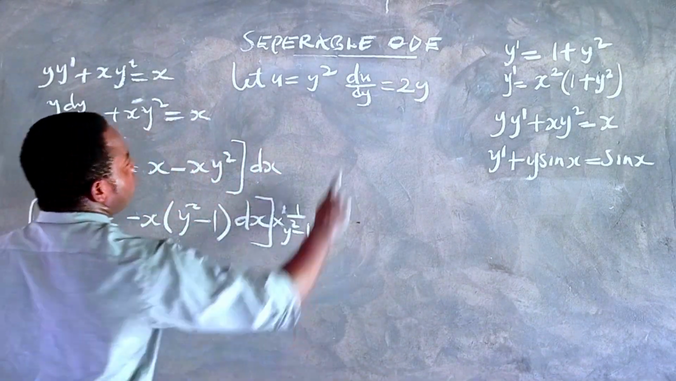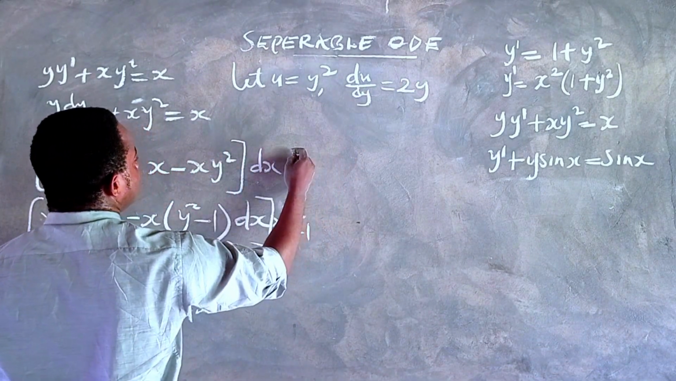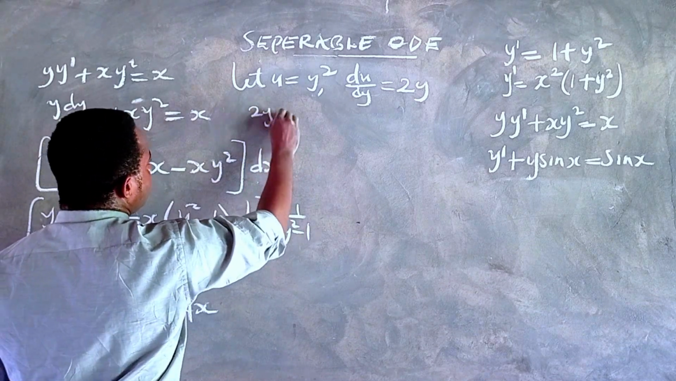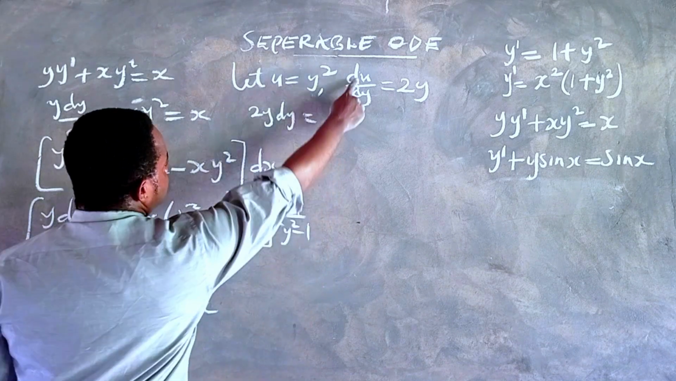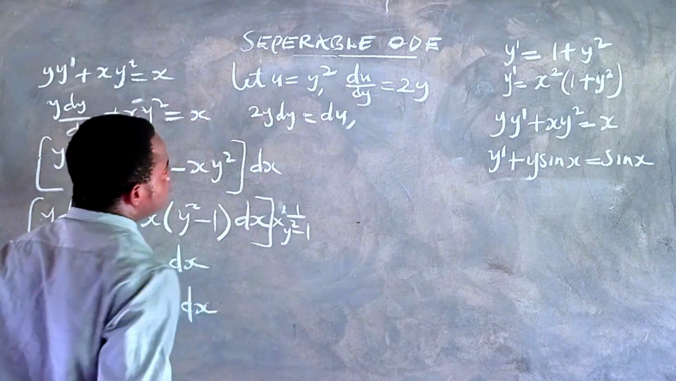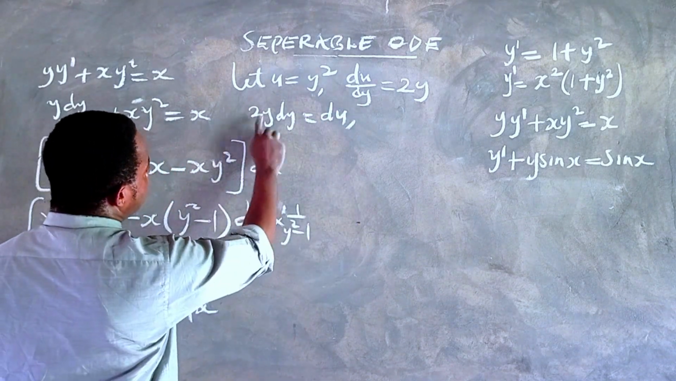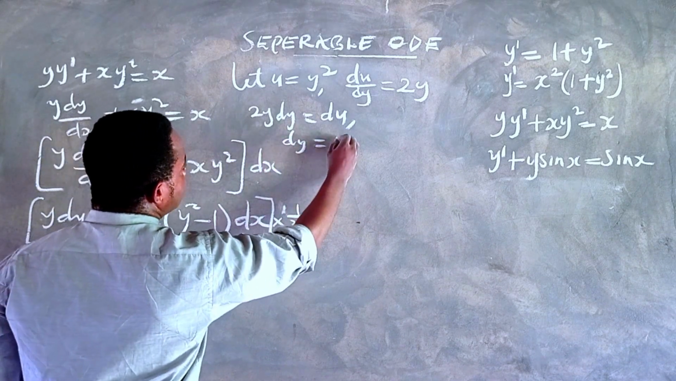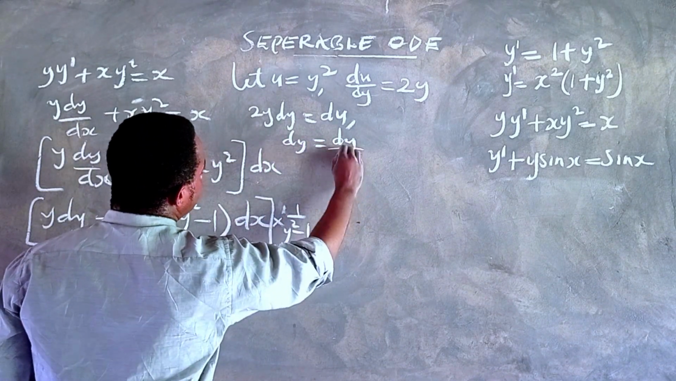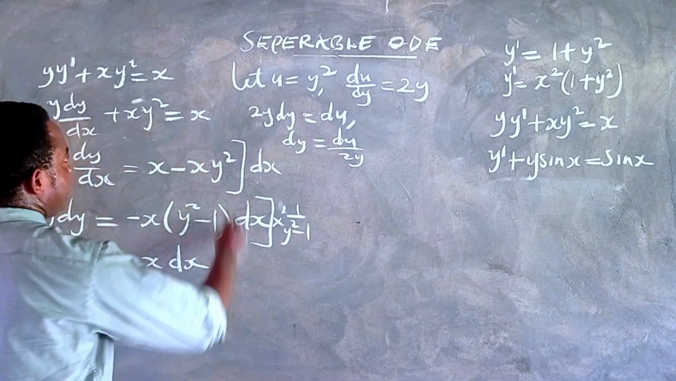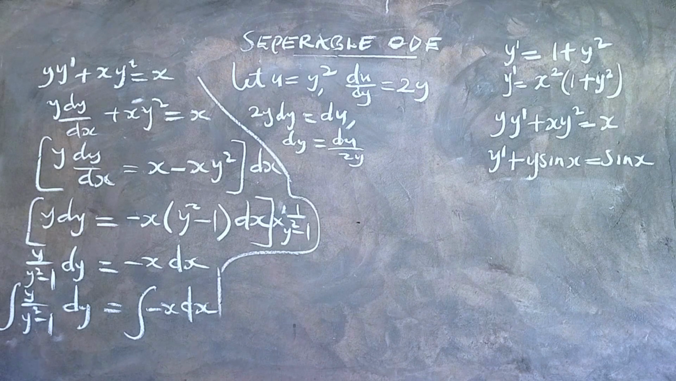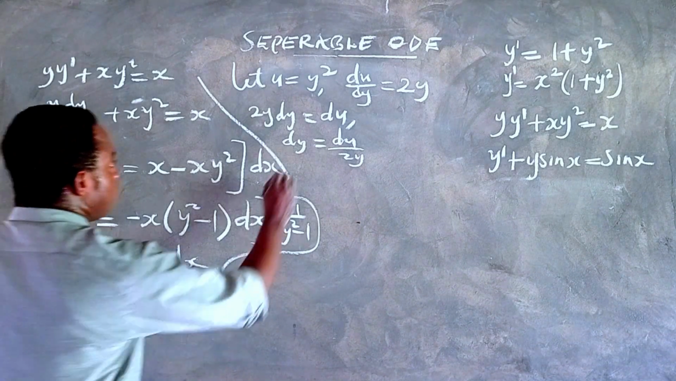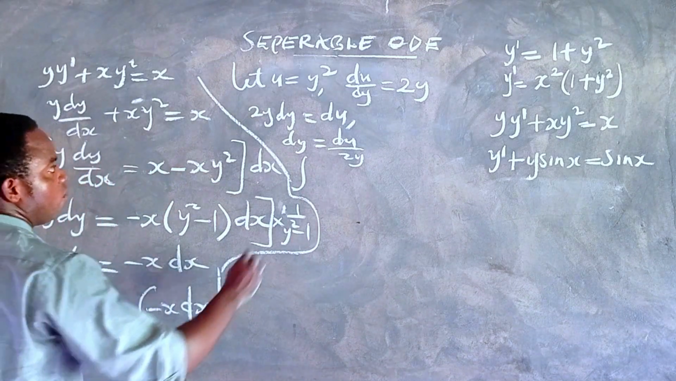It's going to be 2y, right? So we multiply both sides by the y, so that we have 2y dy is equal to du. At this point, divide both sides by 2y, and you have dy equals du all over 2y. So now, where we see dy, we put du all over 2y, and where we see y raised to power 2, we put u. So that's the essence of that technique, right?